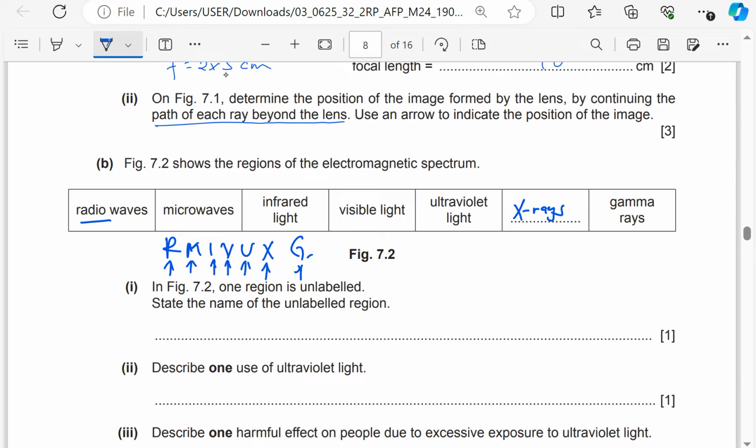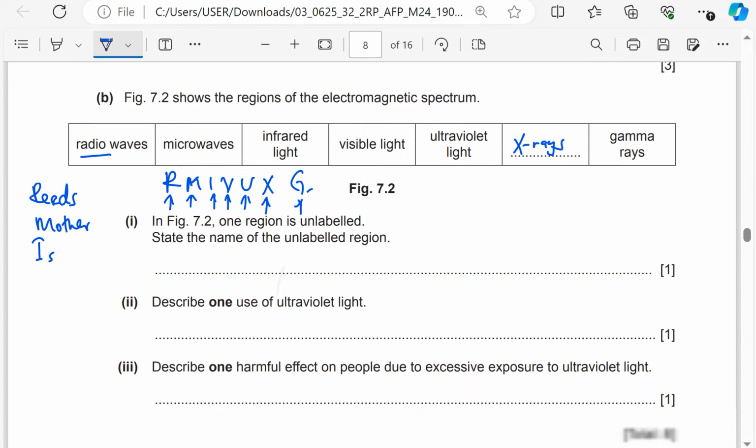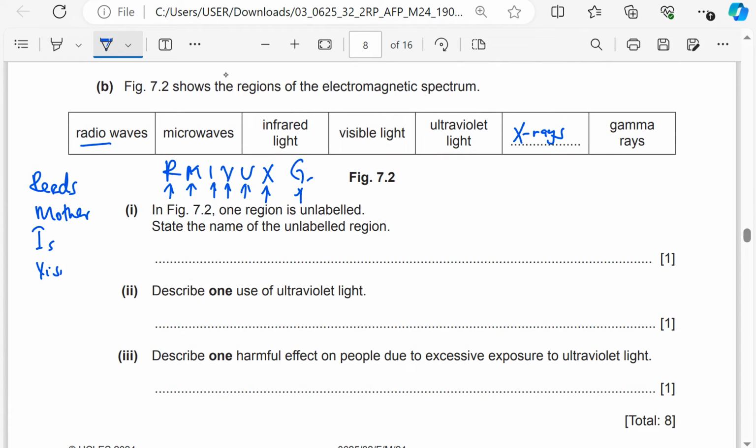Reed's mother is visiting Uncle Xavier's garden. So that is their order. In the figure 7.1, one region is unlabeled. State the name of the unlabeled region. So it is X-rays.